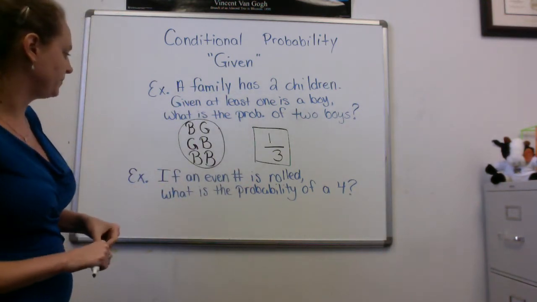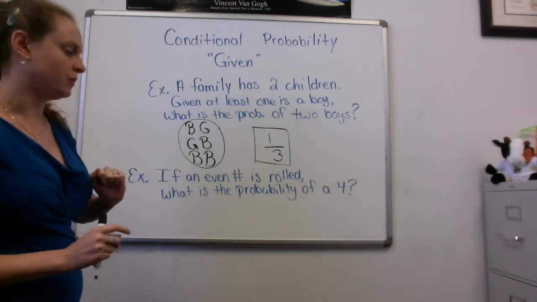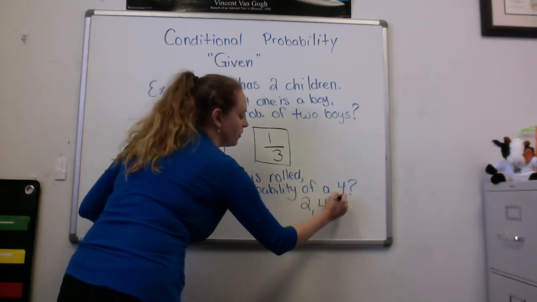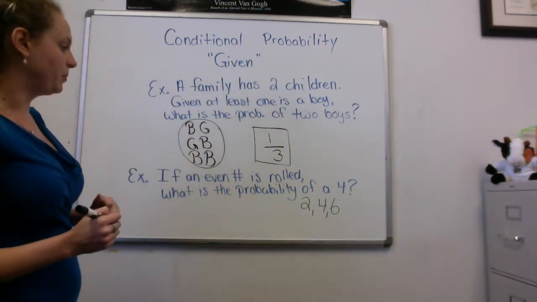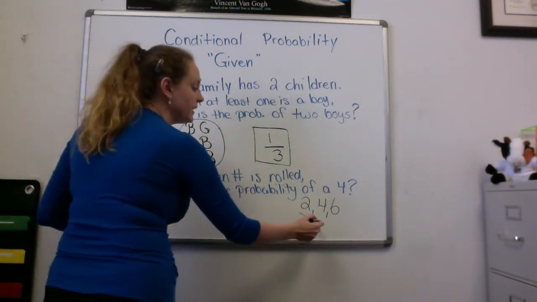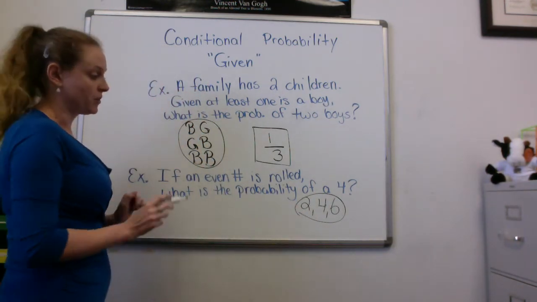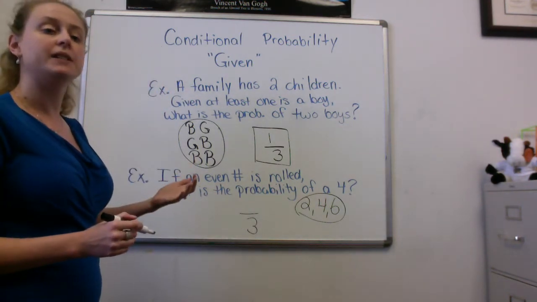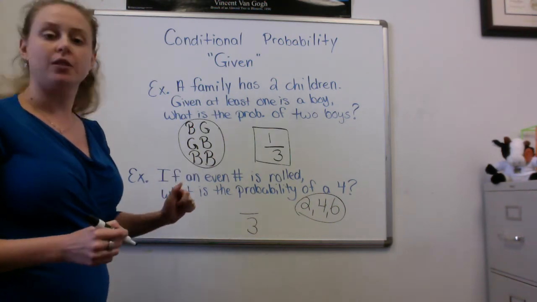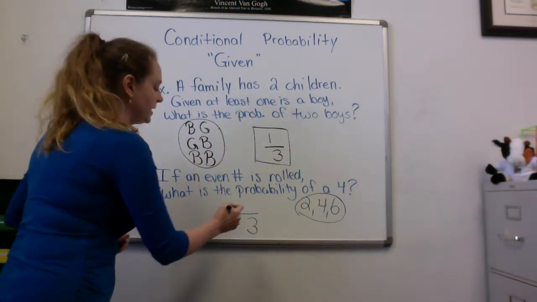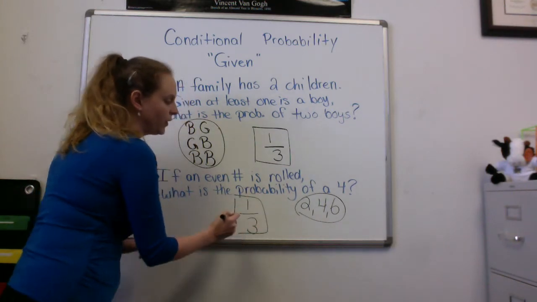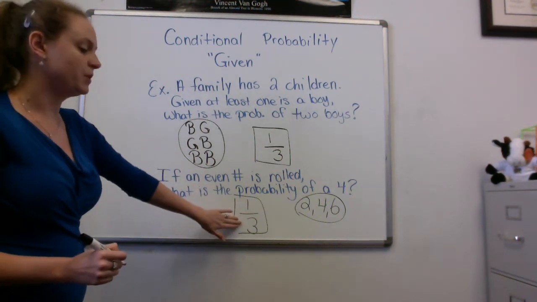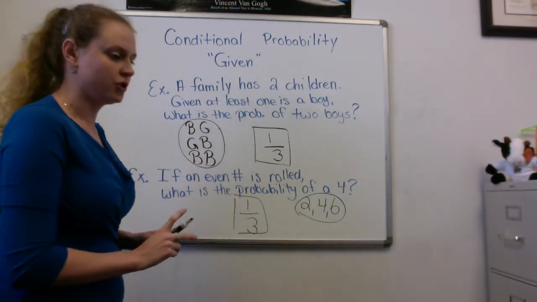Let's look at another example. If an even number is rolled, so we're talking about a die here. So if an even number is rolled, we're dealing with 2, 4, and 6. What's the probability of rolling a 4? Well, I'm only dealing with these 3 numbers, not the whole sample space. So my denominator is going to be 3 instead of 6. Normally when we're dealing with dice, we say, what's the probability of rolling a 4? We'd say 1/6. But now instead of saying 1/6, we'll say 1/3 because there are only 3 even numbers. So again, my sample space, my denominator, was what changed.